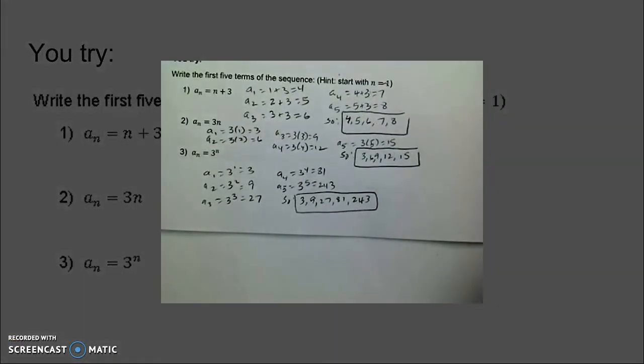So let's check your work on examples 2 and 3. You can take a look at the work there, and you can see that for number 2, your first 5 terms would be 3, 6, 9, 12, and 15. The sequence was 3 times the term number, 3n. And for number 3, now we have 3 raised to the n power, so we're looking for the first 5 powers of 3. 3 to the first, 3 squared, 3 to the third, and so forth. So 3, 9, 27, 81, and 243.